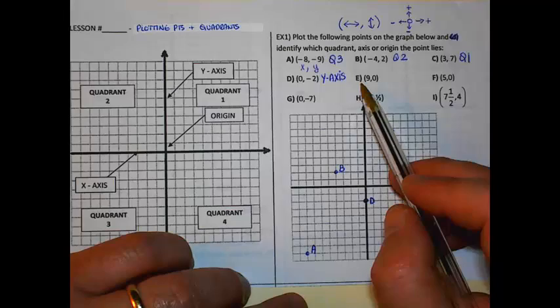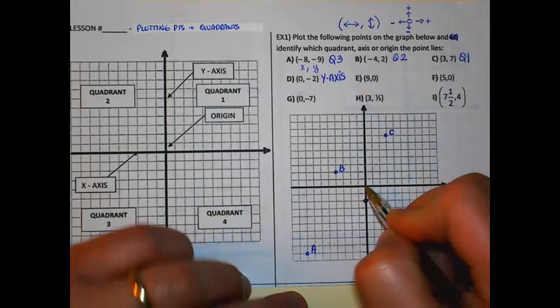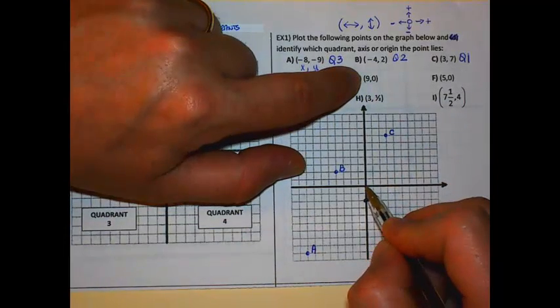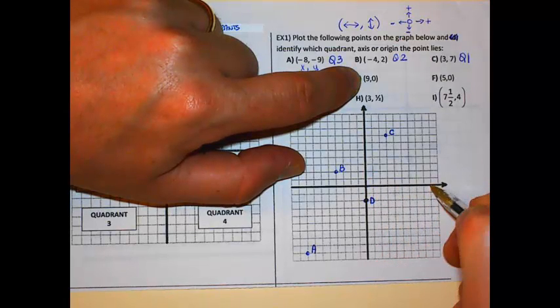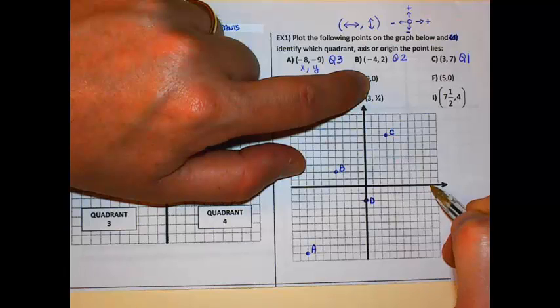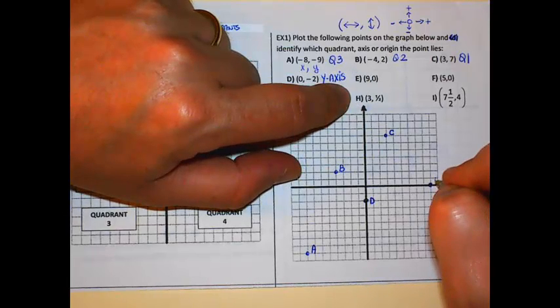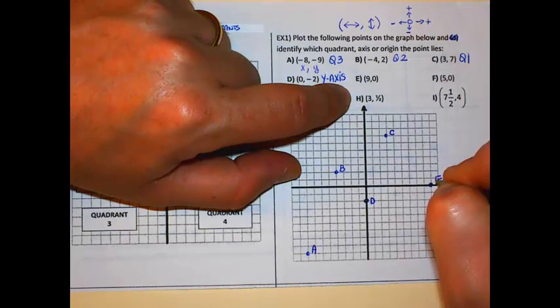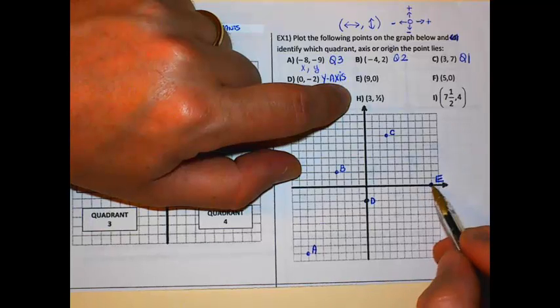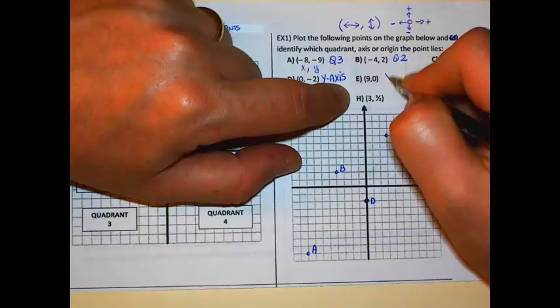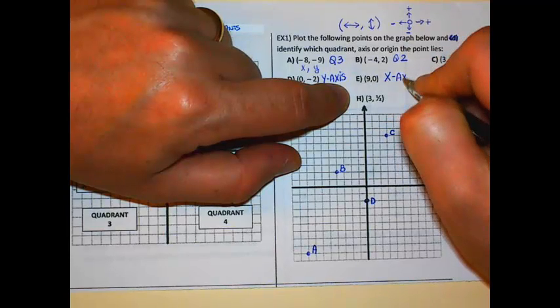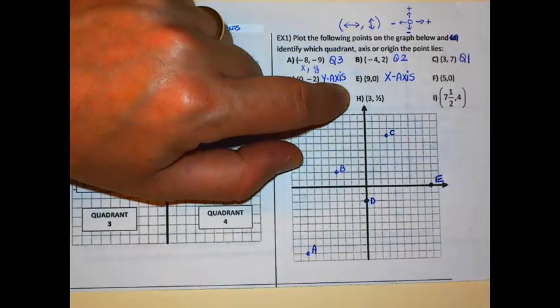Let's go on to the next problem, letter E. Letter E, put your pencil at the origin. First coordinate is 9, so I go +9 to the right, which should be right there. And the second coordinate is 0, so I don't go up nor down, but I rather stay there. Okay, so that means this would be letter E. And this is not on a quadrant, it's actually on the x-axis. So we put right here x-axis. Okay?